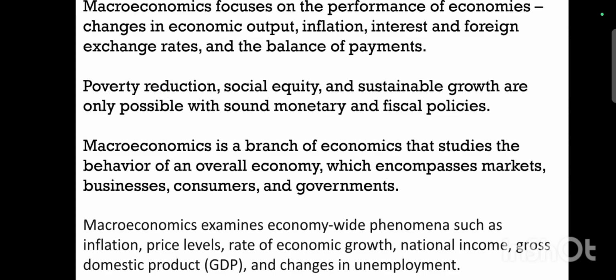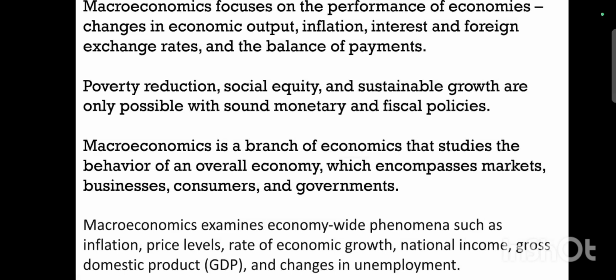Now, macroeconomics focuses on the performance of economies, changes in economic output, inflation, interest and foreign exchange rates, and the balance of payments. Macroeconomics does not take into account a single individual unit. It takes place as a whole. So, macroeconomics focuses on changes in economic output, inflation, price rise, price fall, interest, foreign exchange rates, and balance of payments. Poverty reduction, social equity, and sustainable growth are only possible with sound monetary and fiscal policies.